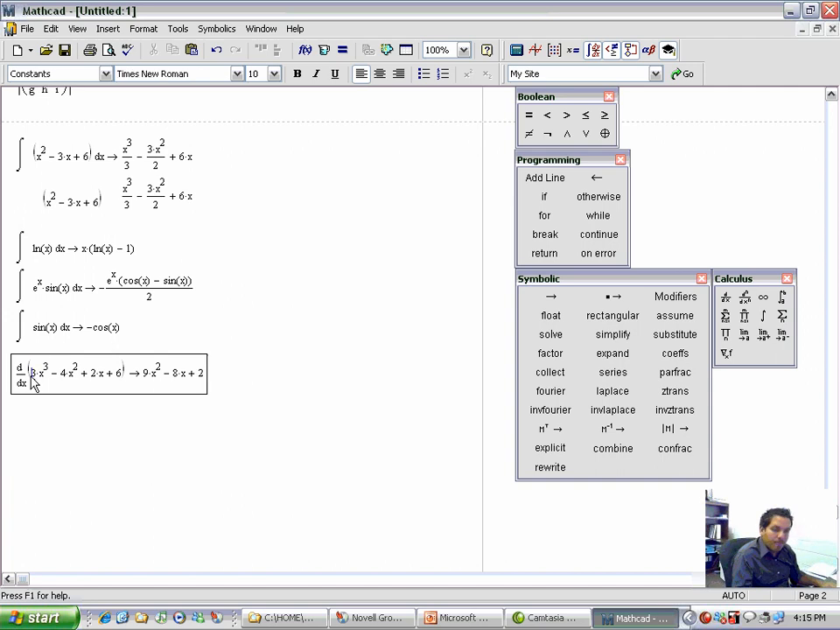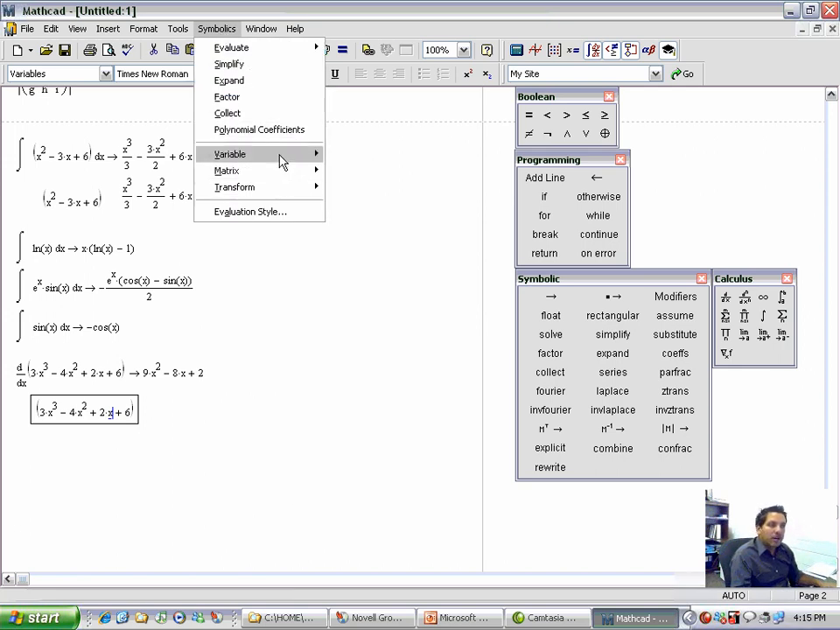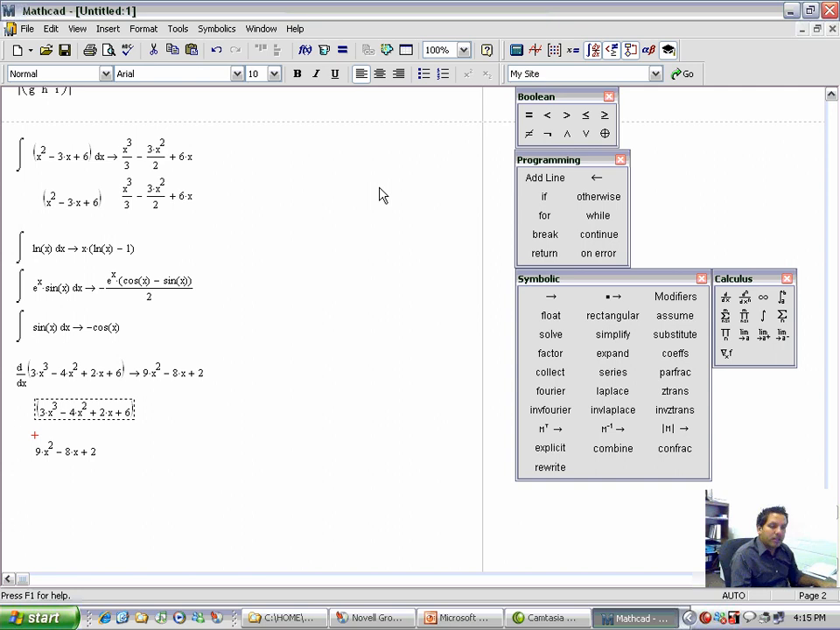The other choice is that you just simply write the function, again pick the x, go to symbolics, go to variable, and go to differentiate, and there it is. You got exactly the same expression. Well, this was a polynomial, but can it do it to a transcendental function?